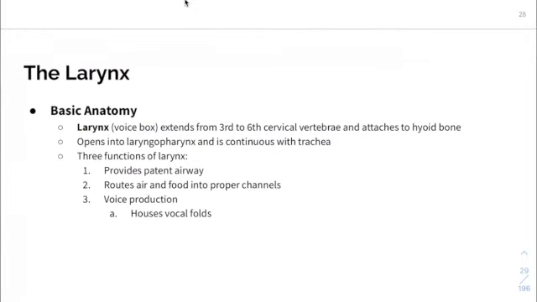So our voice box is known as the larynx. And that is from the 3rd to the 6th cervical vertebrae. It also attaches to that hyoid bone. I don't remember if I said it to you guys or if I said it to somebody else, but that hyoid bone actually plays a role in the sound of your voice.